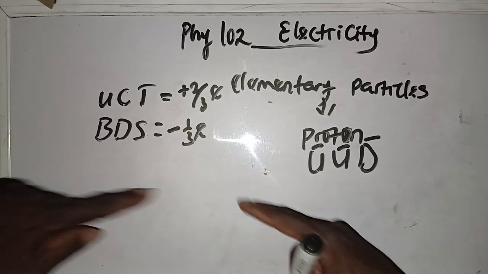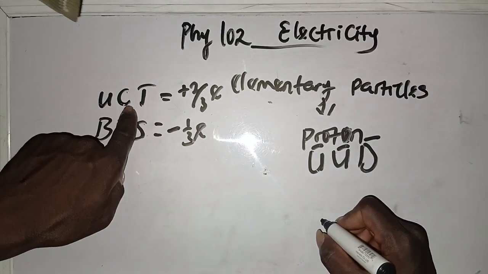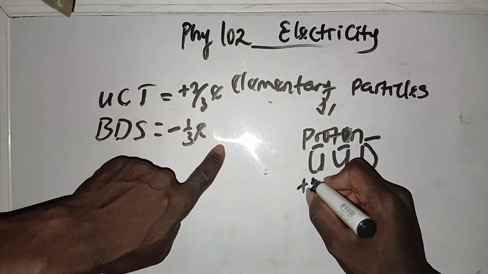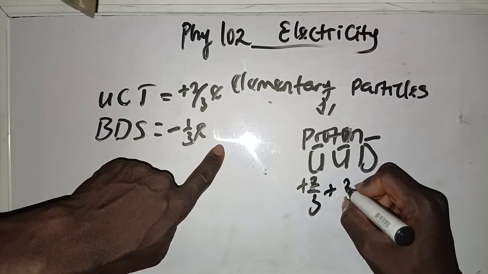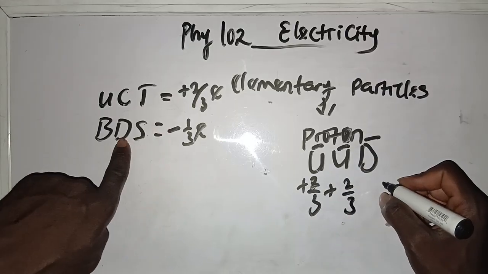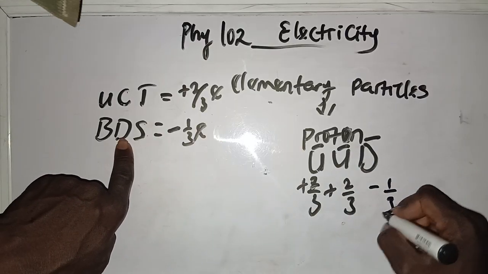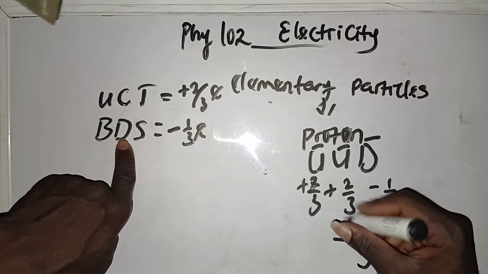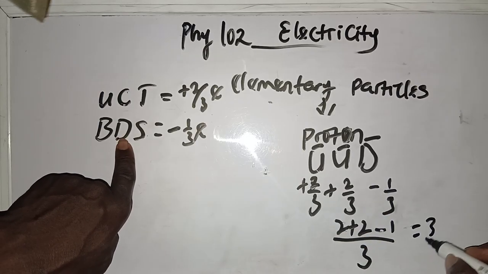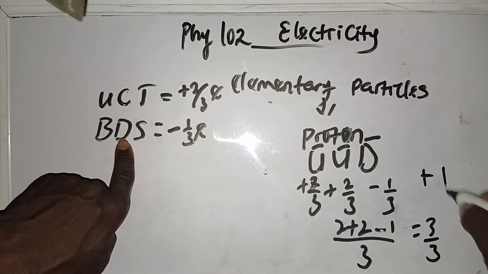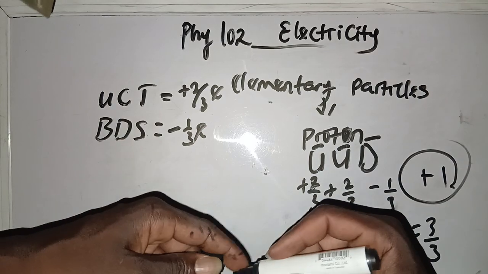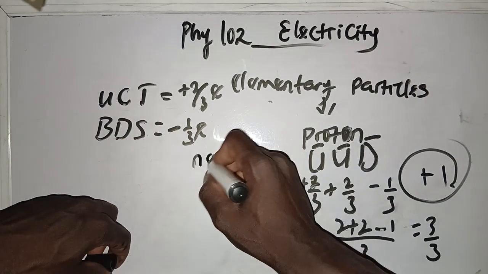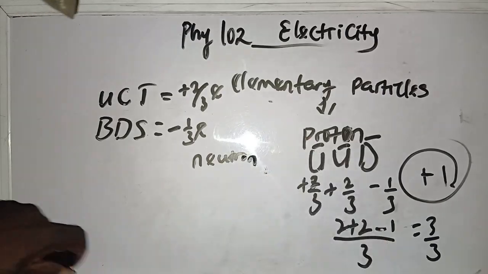So now let's calculate the charge of a proton. Since U is plus 2 over 3, plus another 2 over 3, D is under BDS, minus 1 over 3. The denominator is 3. This is 2 plus 2 minus 1, right? This is 4 minus 1, which is 3 over 3. And that's plus 1. So it's complete. Proton is plus 1.